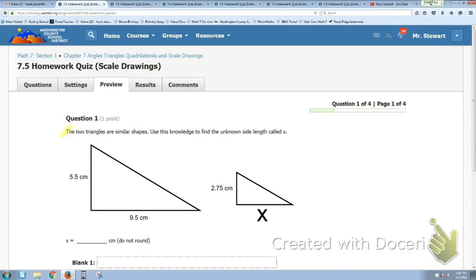Question number 1 reads, two triangles are similar shapes. That idea of similar is very important here. Use the knowledge to find the unknown side length called x. So if these two triangles are similar, that implies that they are the same triangle. Meaning this is a right triangle, this is a right angle, this angle is the same as this angle is the same as this angle. They are all the same. The only difference, you may say, is its size, right? Because this triangle down here is a different size than this triangle up here. The one up here is bigger, the one down here is smaller.